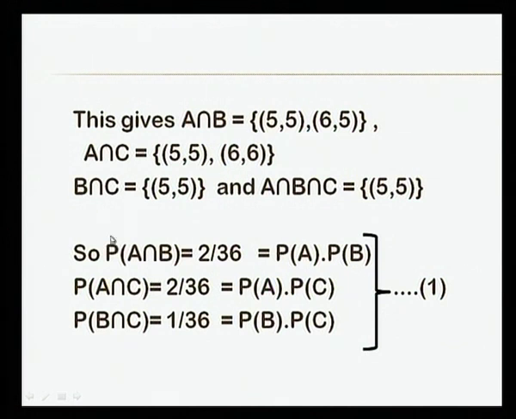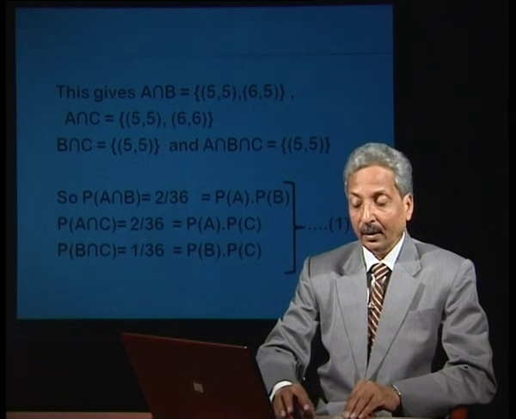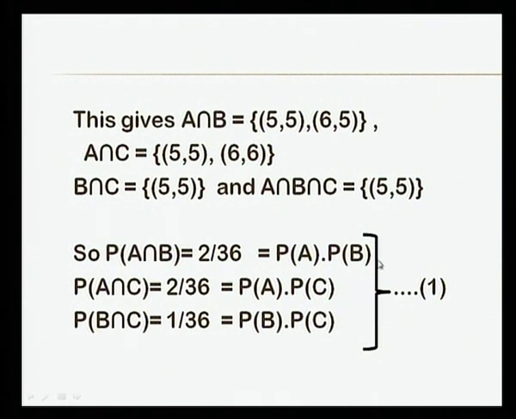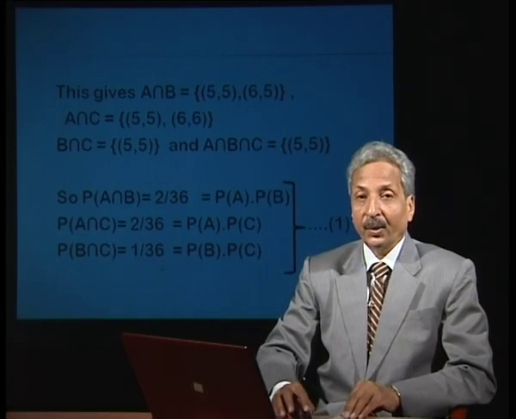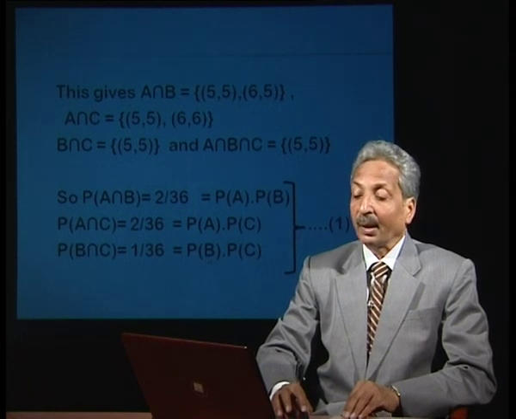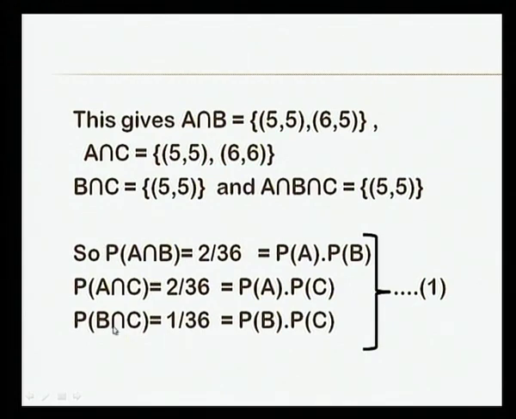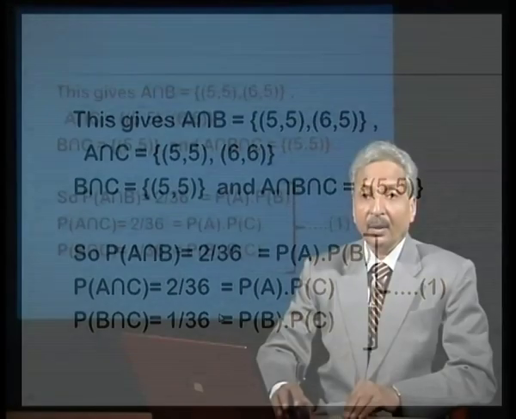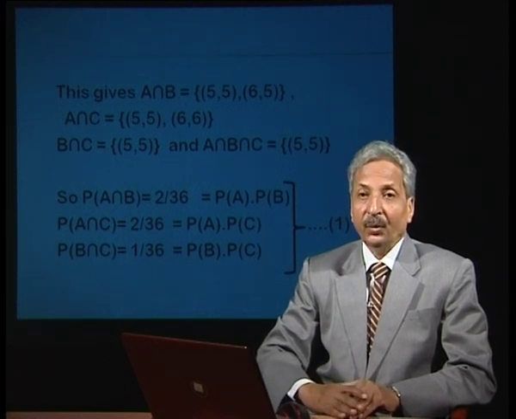So, again if I calculate the probability of A intersection B, then it is 2 upon 36, and I observe that this is equal to probability of A times probability of B, and probability of A intersection C again is 2 by 36, as A intersection C consists of only 2 favorable cases, and this again I observe is equal to probability of A times probability of C. And similarly, as B intersection C consists of only one elementary event, therefore, probability of B intersection C is equal to 1 upon 36, and you will observe that this can be written as the product of probability of B and probability of C. So, looking at this result, we can say that my events A, B and C are pairwise independent, but the question is, are they mutually independent also?